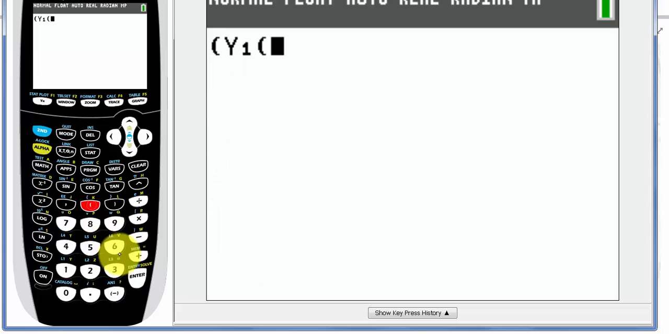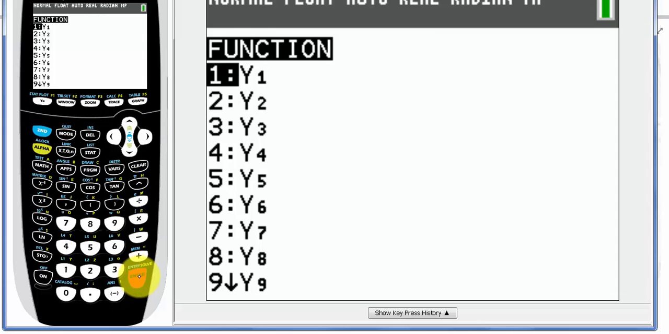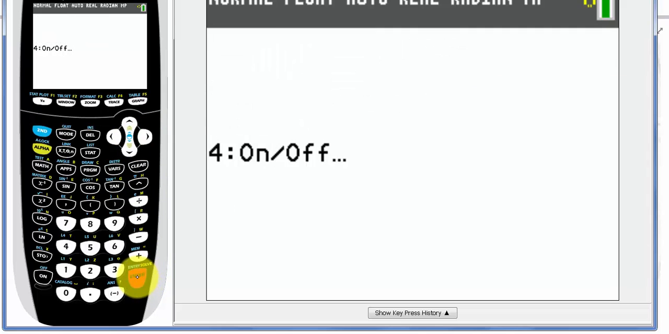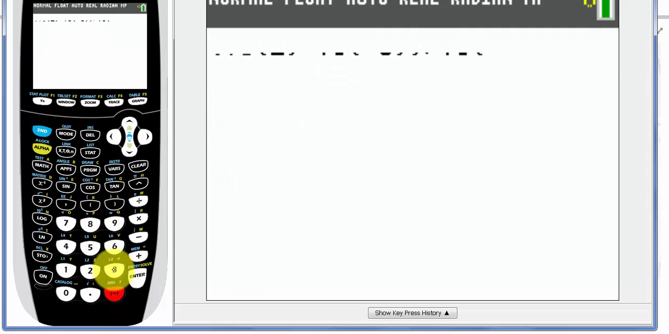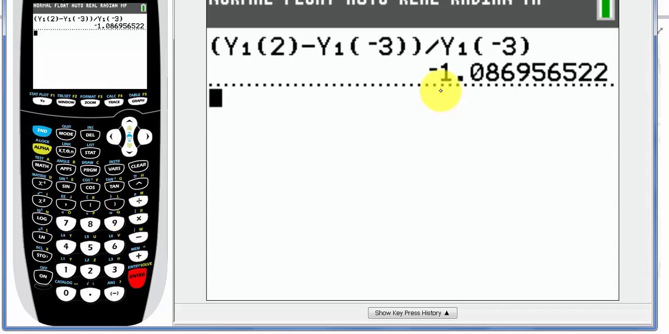So y1 of 2, all right, if you haven't followed the first time, check it out, minus y1 of -3. You go to Y-Vars, function y1, y1 of -3, here we go. And by the way, that gives you the output of a function very nicely and correctly if you enter it correctly, divided by y1 of -3. So Y-Vars, enter y1 of -3. Here we go. And that's going to give me the relative change.